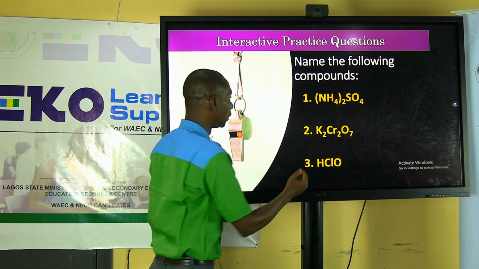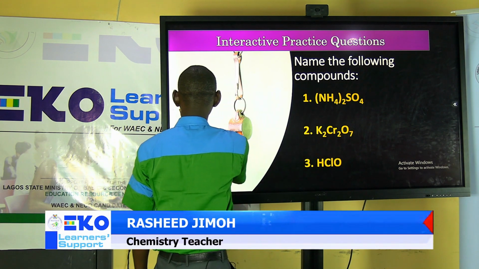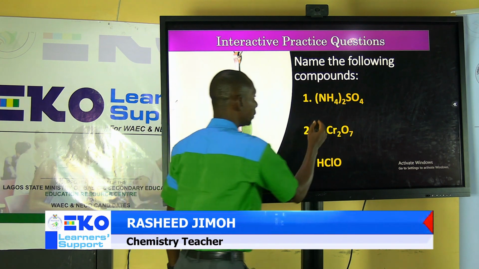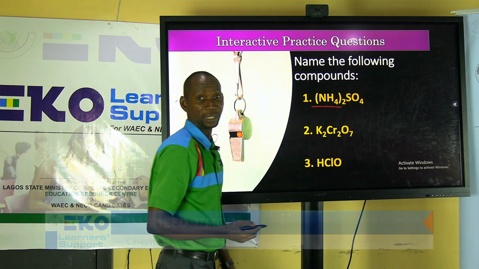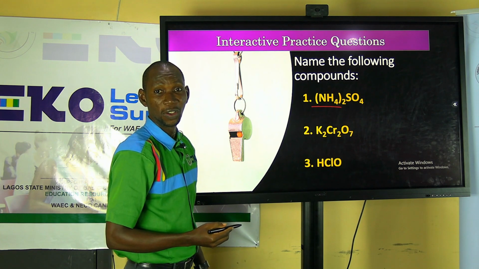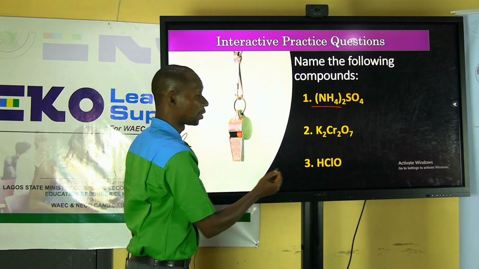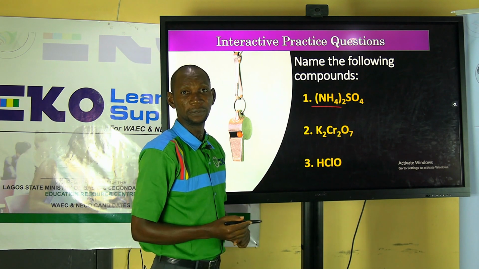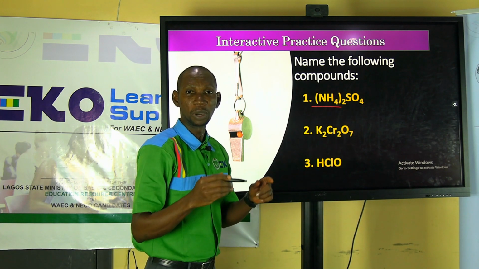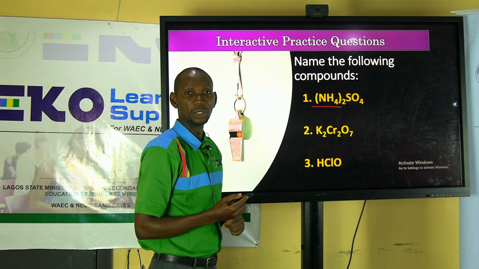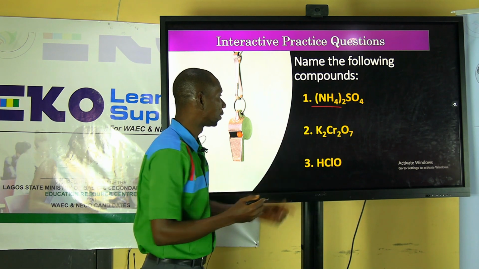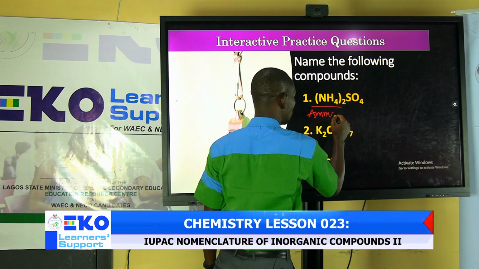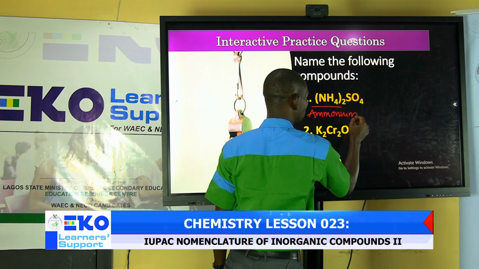So, what is the first part of the name? Yes, you're right. The first part of the name is this, the NH4. And if you remember our previous slide, I said that one of the few positive polyatomic ions is referred to as ammonium. So the NH4 there is ammonium. So you are just going to write the name unchanged, ammonium.